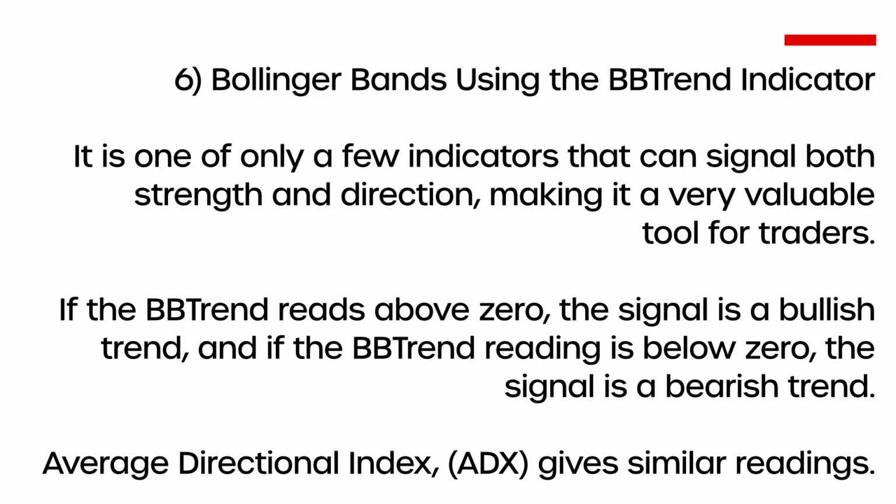Bollinger Bands using the BB trend indicator. BB trend is a relatively new indicator developed by John Bollinger to work with Bollinger Bands. It is one of the only few indicators that can signal both strength and direction, making it a very valuable tool for traders. If BB trend reads above 0, the signal is a bullish trend. If BB trend reads below 0, the signal is a bearish trend. The degree above or below 0 determines the strength or momentum behind the trend. The BB trend offers an alternative to the average directional index, or ADX, which gives very similar readings.